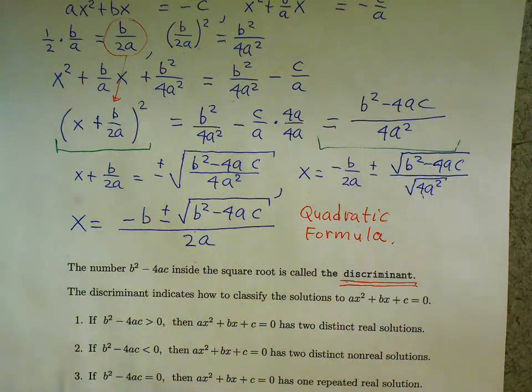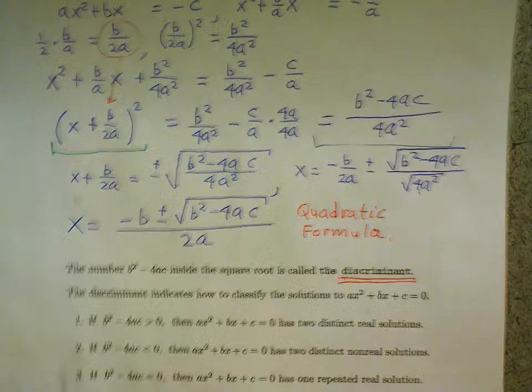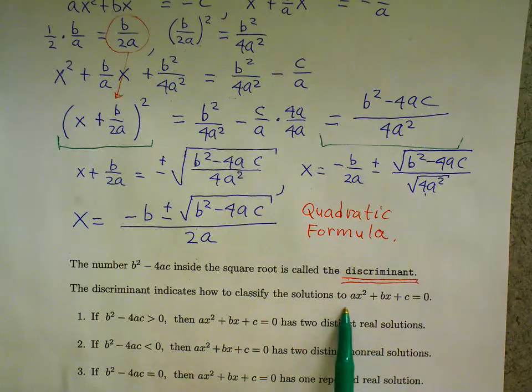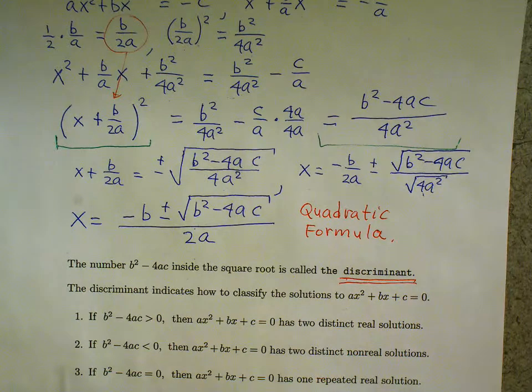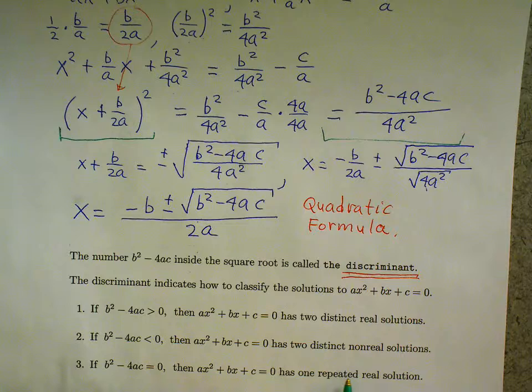The discriminant indicates how to classify the solutions to the quadratic equation ax squared plus bx plus c equals 0. Okay, so there are three possibilities for solutions to a quadratic equation.